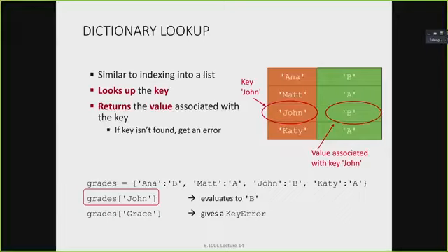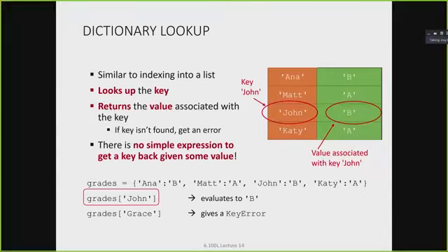So similar here. If I try to index into a dictionary and that key doesn't exist, so notice my dictionary has no string Grace, Python will give me a key error. So if you run code with dictionaries and you get a key error exception raised in the console, you'll know that you're trying to index into a key that doesn't exist. Okay.